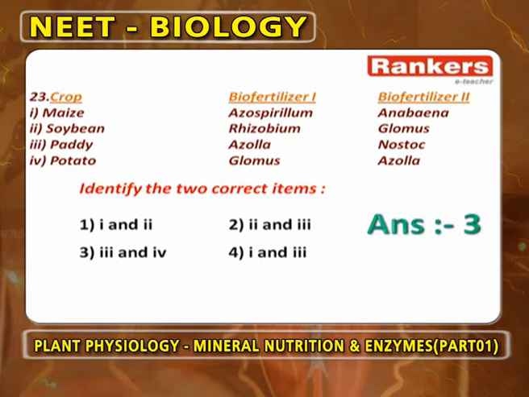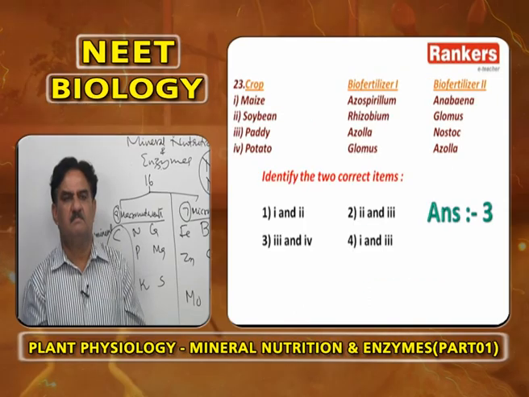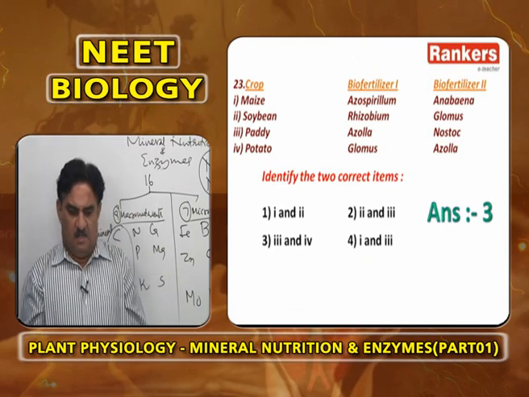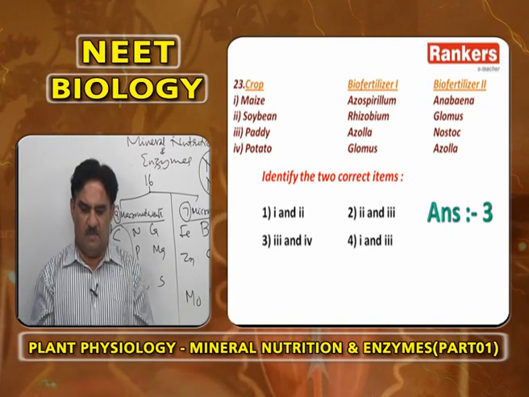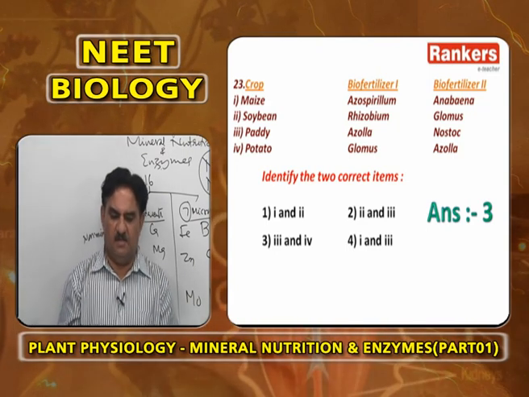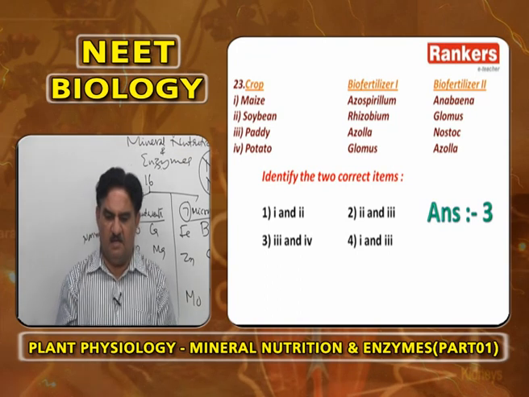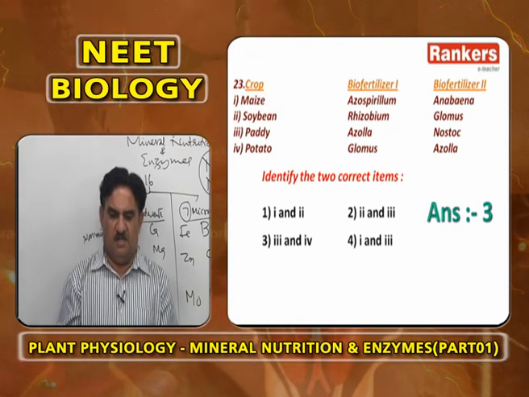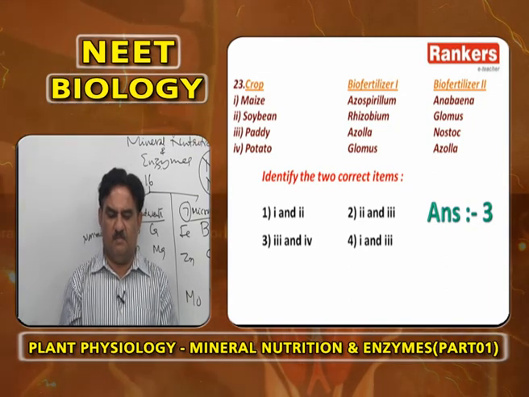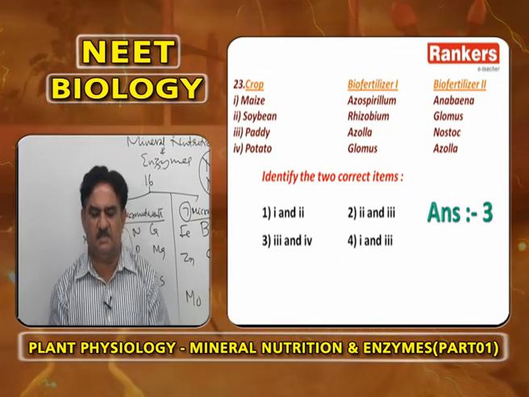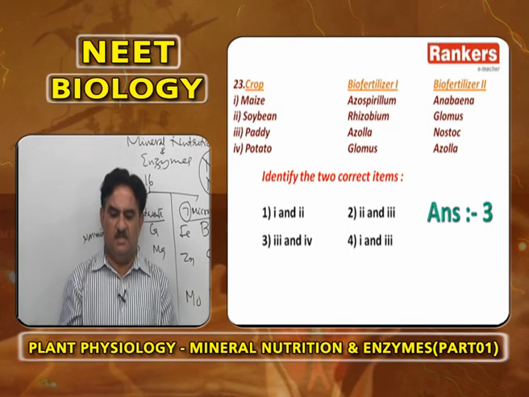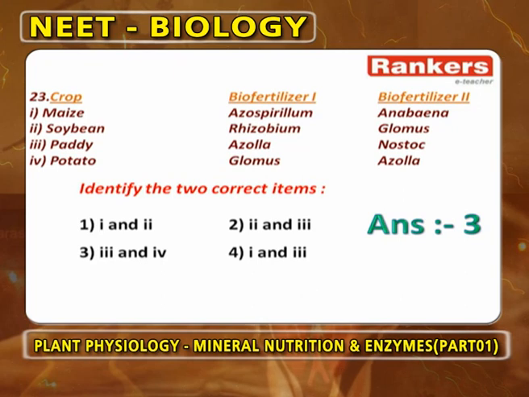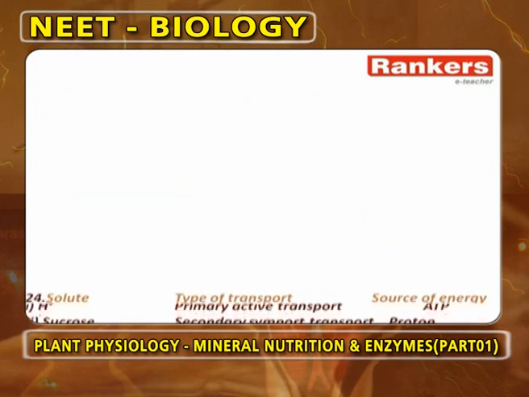Maize, azospirillum, anabaena. Azospirillum does not show the association with anabaena. Soybean, rhizobium, glomus. Paddy, azolla, nostoc. Potato, glomus, azolla. Here the answer is maize, azospirillum, anabaena wrong; soybean, rhizobium and glomus correct. So the answer is not 3, it is 1. 1 and 2.